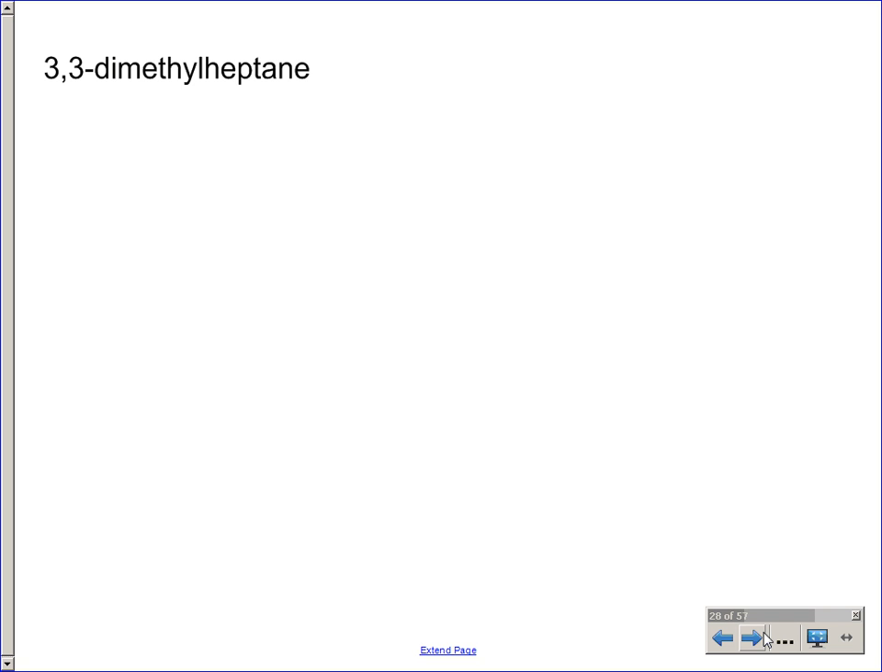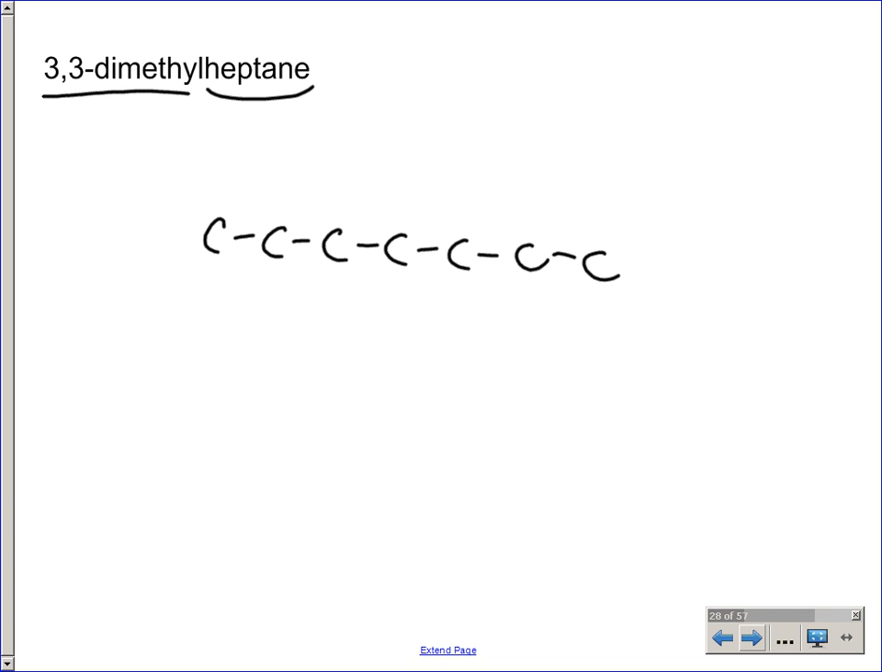This one, similar to the previous example, we have heptane. Heptane has seven carbons, so let's go ahead and draw that out. Seven carbons, and it's an ane. That's all single bonds, which we have represented already. We also have two methyls attached. Those two methyls are going to be attached on the third carbon, so I'm going to number these 1, 2, 3, 4, 5, 6, 7.